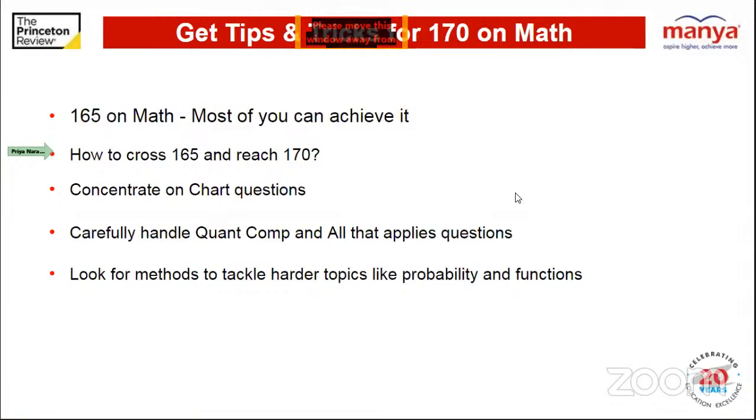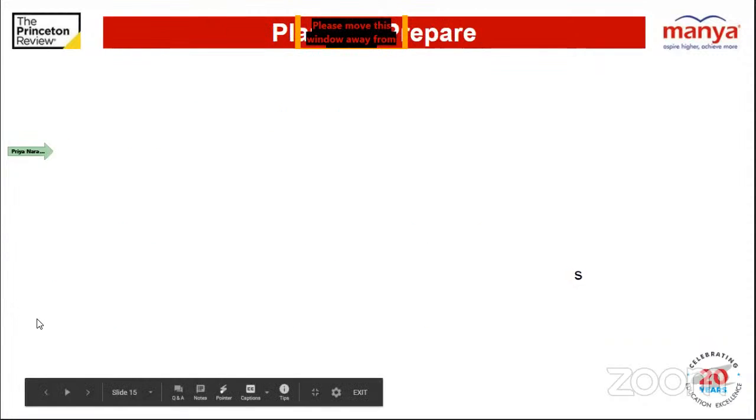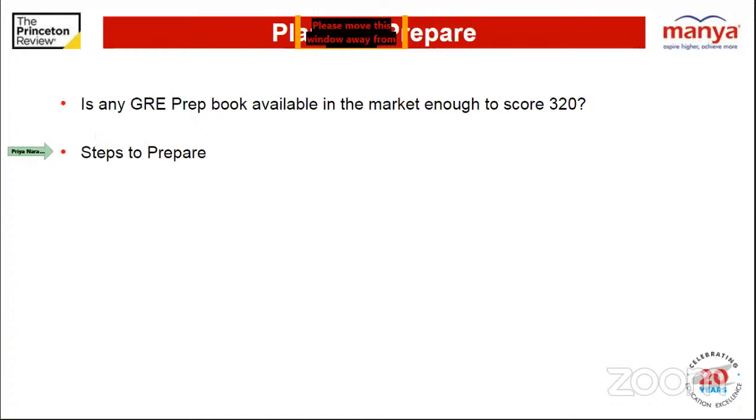Okay, and also concentrate on harder topics, right? As in when you reach 165, the second section is going to be really hard, so you have to look at the harder topics too. And most importantly, when you read the question, see what it is asking for. Don't have your own assumptions there, right? So these are a few things which you should be looking for to improve your math scores, right?